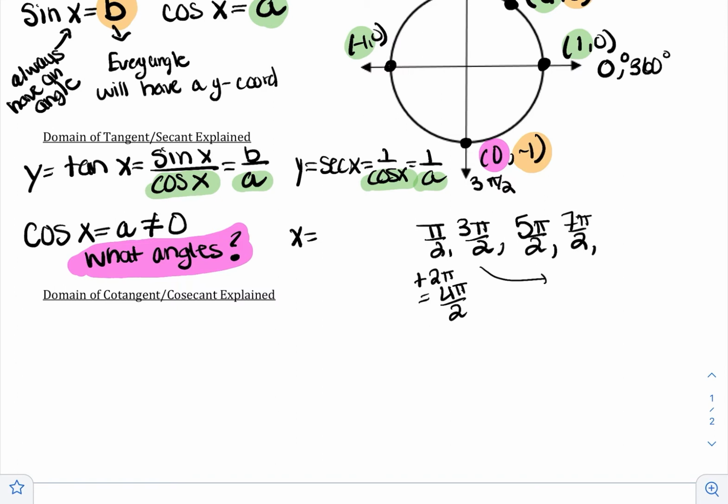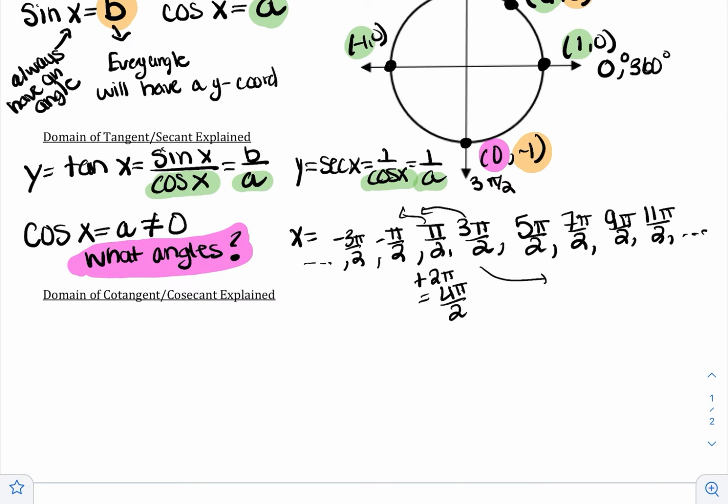So that would be the second revolution. I could go into the third revolution. So 5 plus 4 is 9 pi over 2. 7 plus 4 is 11 pi over 2. And then you could keep adding 2 pi forever and ever. But remember that you can also subtract 2 pi. You can go clockwise. So I'm going to do it to this one first. 3 pi over 2 minus 4 pi over 2 would be negative pi over 2. Pi over 2 minus 4 pi over 2 would be negative 3 pi over 2. And you could keep doing this forever.